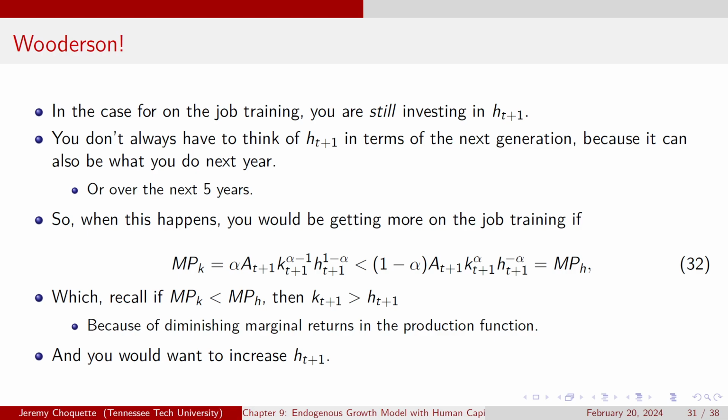And when this happens, you'd be getting more on-the-job training if the marginal product of human capital exceeds that of the marginal product of physical capital. Remember, if the marginal product of physical capital is less than the marginal product of human capital, that would imply that physical capital holdings are greater than human capital holdings because of diminishing marginal returns in the production function. And as such, you would want to increase H_{t+1}. You would want to get more schooling or more on-the-job training. I guess in this case, it'd be more on-the-job training.